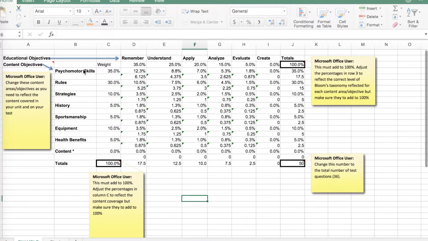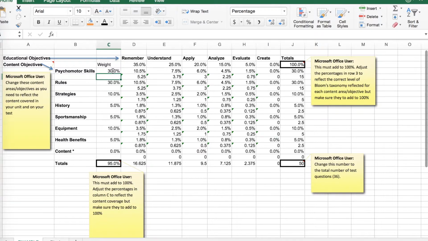So let's think about volleyball. In volleyball, how much of our unit did we spend learning psychomotor skills? In this example, we're saying that we have 35% of our unit learning psychomotor skills. 30% of the unit was rules, 10% was strategies, 5% was history, 5% was sportsmanship, 10% was equipment, 5% was health benefits. Now, that totals 100%, and that will automatically change as you change the percentages in the Excel.